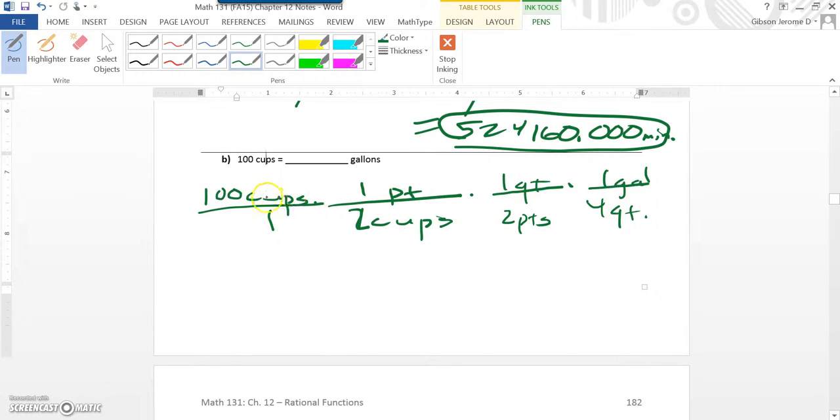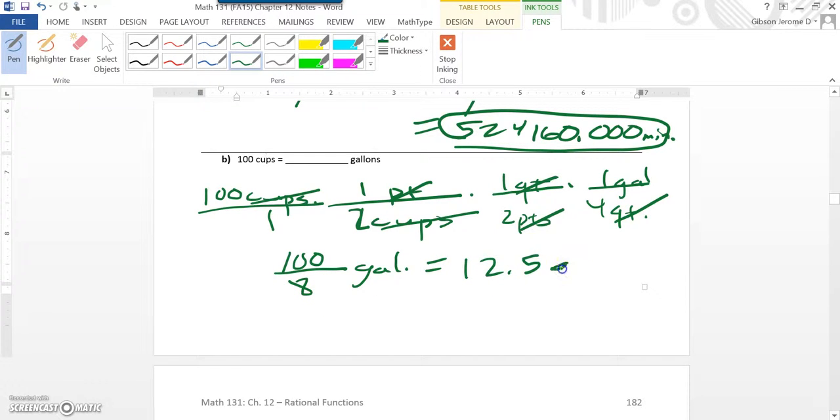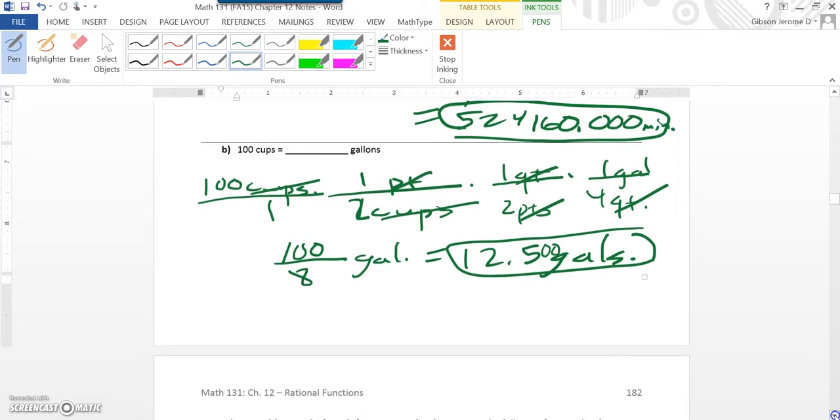Now we simplify out the units. We have cups, we have pints, we have quarts. So we multiply across. This will give us 100, and our denominator will be 8. So, and this is gallons. Now when we divide this, this will give us 12.5 gallons. And that will be our final answer. But remember, it said that we needed 3 decimal places. So we'll make it 12.500 gallons.